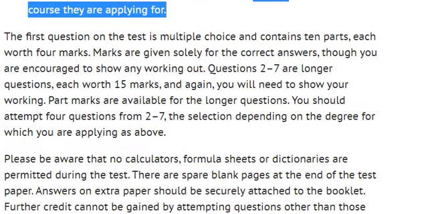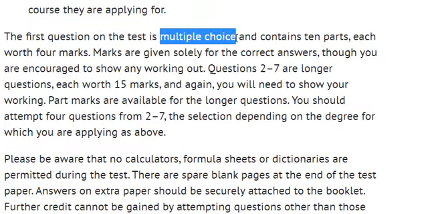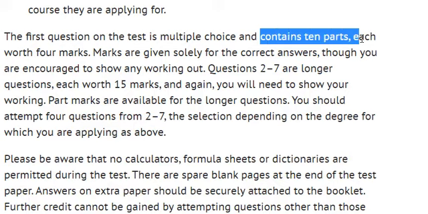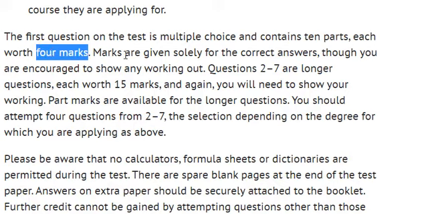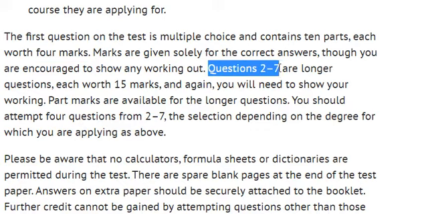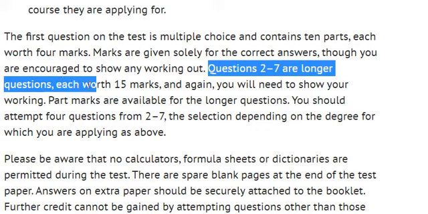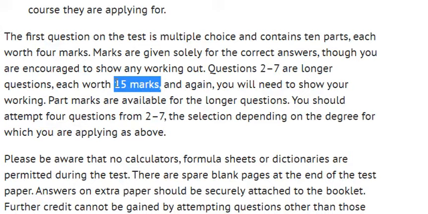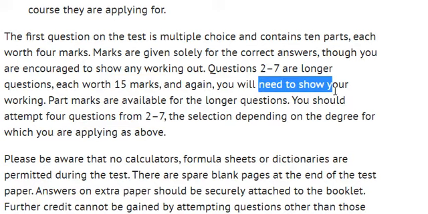Question 1 is multiple choice and contains 10 parts, each worth 4 marks. The marks are given solely for the correct answers, though you are encouraged to show any working out. Questions 2 to 7 are longer questions, and each one is worth 15 marks. You will need to show your working on a sheet. Part marks are available for longer questions.